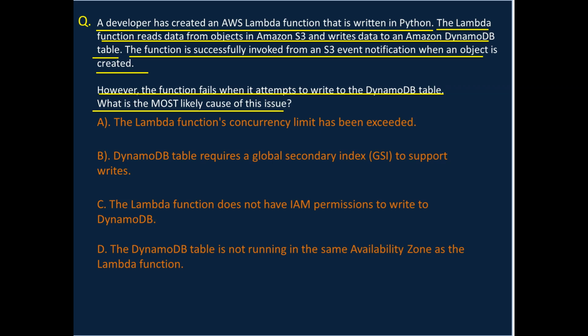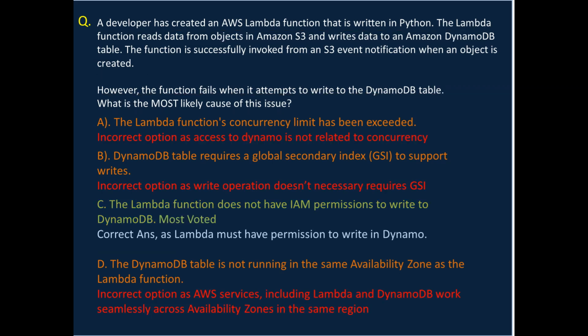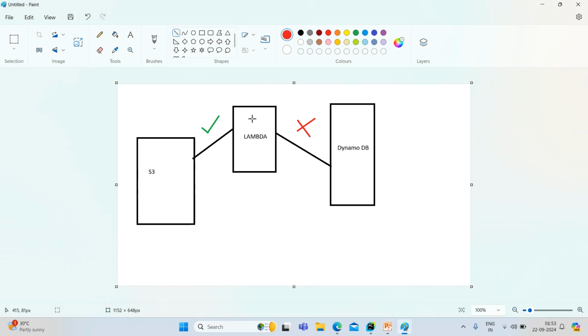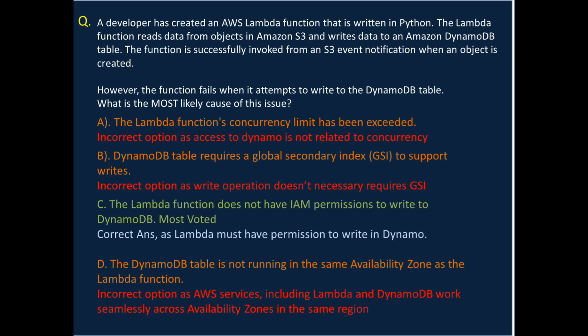All right. So did you choose your answer? Let's see what the right answer is. Okay, so now we have the answers. Option A: the Lambda function's concurrency limit has been exceeded. This is incorrect, because if the Lambda function's concurrency has been exceeded, it has nothing to do with access to DynamoDB. We are not seeing the Lambda function not working. We are saying that the Lambda function is getting executed, but it is failing while connecting to DynamoDB. So the problem is with this integration. So concurrency is incorrect.